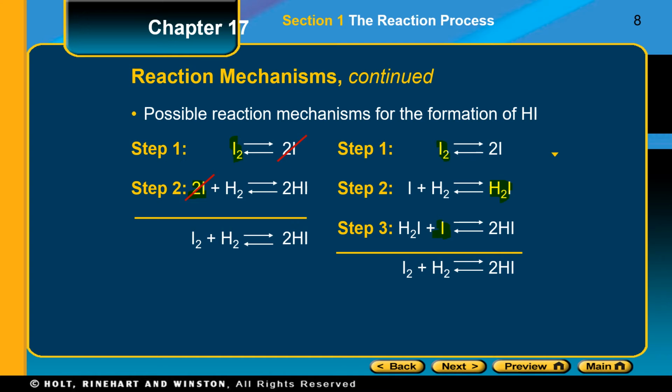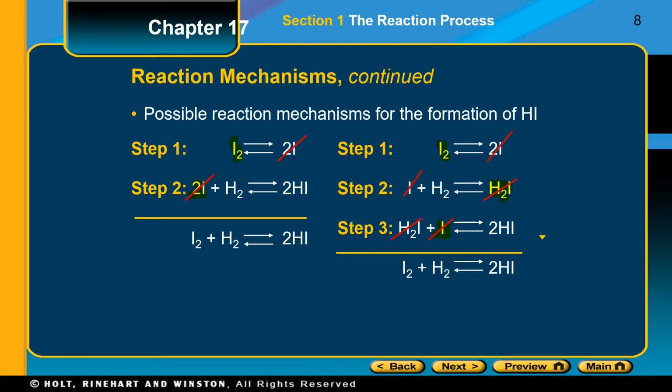So to get that, we'd have to cross out the 2I on both sides of the example on the left. And because they're on opposite sides, we can cancel them out. And then when we add them together, we get that. On the right side, we can cross out the 2I with one I in step 2 and one I in step 3. And when we add them together, we still have the same reaction.